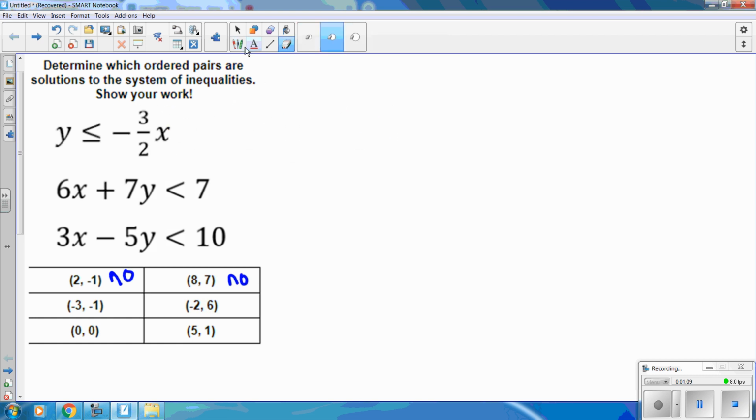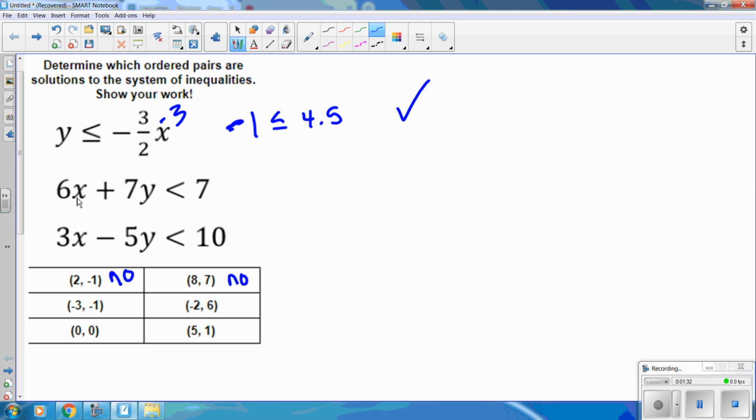Okay, now let's go ahead and try negative 3, negative 1. Plug negative 1 in for y. We get negative 1 less than or equal to. We're going to plug negative 3 in for x. Negative 3 times negative 3 is positive 9, divided by 2 is 4.5. Negative 1 is less than or equal to 4.5, so it works here.